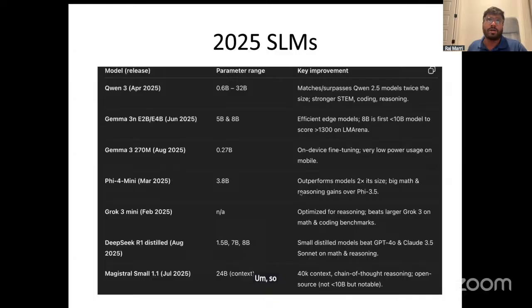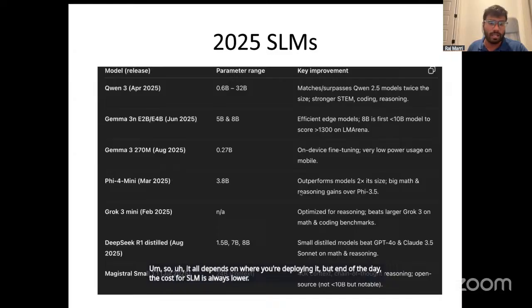So it all depends on where you're deploying it, but at the end of the day, the cost for an SLM is always lower when compared with an LLM.